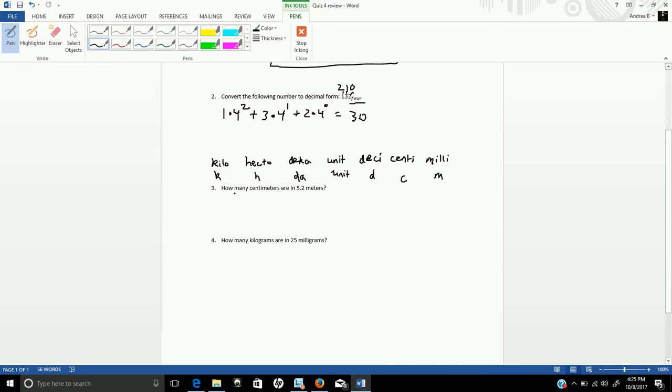So this first one here for number 3, we want how many centimeters are in 5.2 meters. So in this case, I'm going to change colors here. We're going from centi to our unit of meters. So we are going 2 units to the left. Remember, if you're going to the left there, that means you're also moving that decimal point to the left.